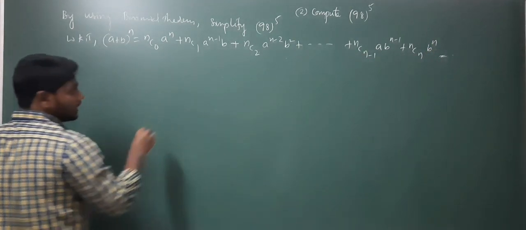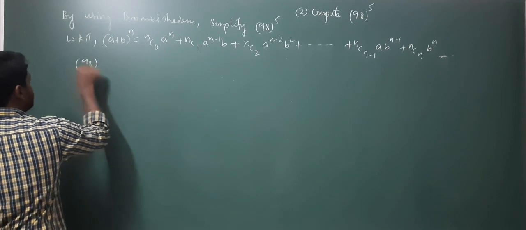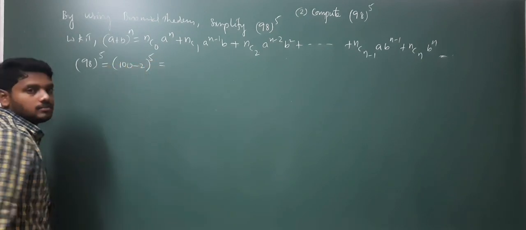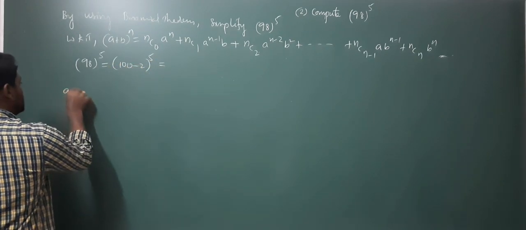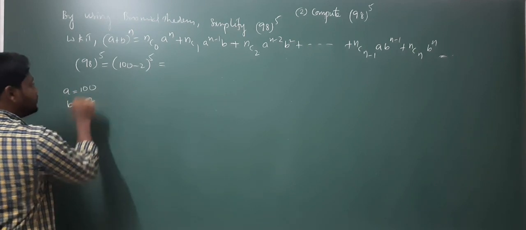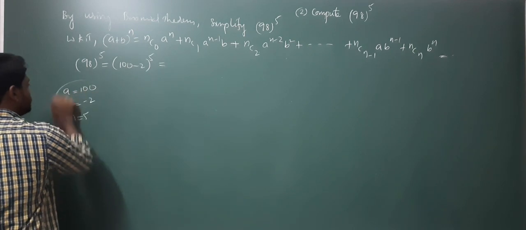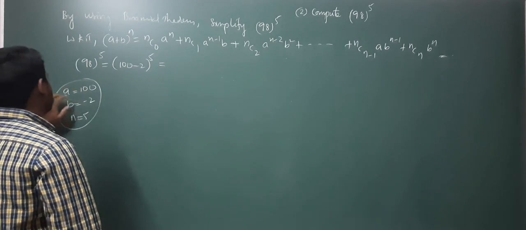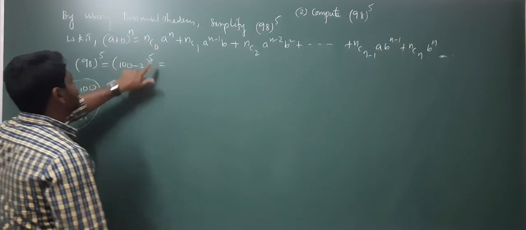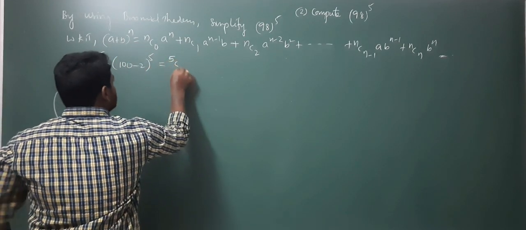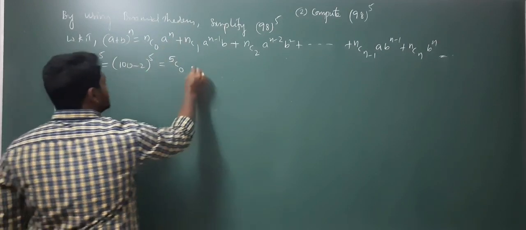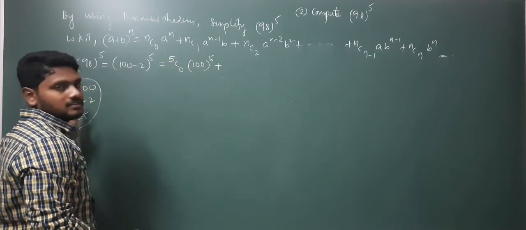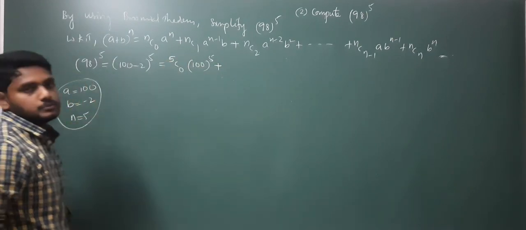After that, according to the given, 98 power 5 we can write as (100 minus 2) whole power 5. We can write or not? Then what will be the values? a will be 100, b will be minus 2. What is n? n is equal to 5. If you know those three values, you can substitute and simplify or not? Yes, we can. So in that expansion, nC0, what is n? 5. So it will become 5C0 a power n. What is a? 100. 100 power 5. In the place of n, you need to substitute, right? You understand, I think. So those values you substitute and simplify.